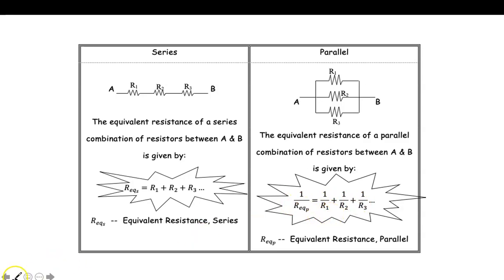Another way to think about this is that you can say Req is equal to 1 over R1 plus 1 over R2, all of that to the -1 power. It's the same thing, okay? I kind of like this way myself, but that's mostly because that's how I enter it in my calculator.